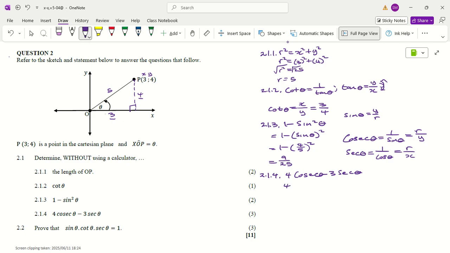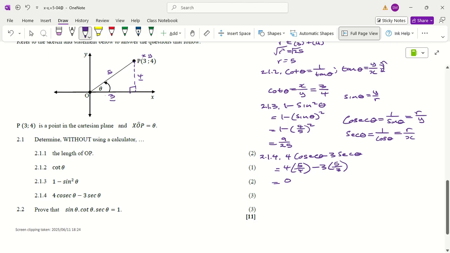So if you are going to substitute here for cosec theta, because this is the reciprocal of sine, we're going to say this is r. Our r is 5 and our y is 4, minus 3, and then sec is a reciprocal of cos, so this would be r, which is 5 over 3. Very simple then, and which is equal to 0. So very simple. That's 2.1.4.